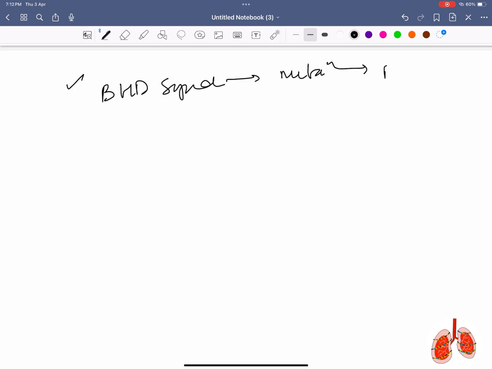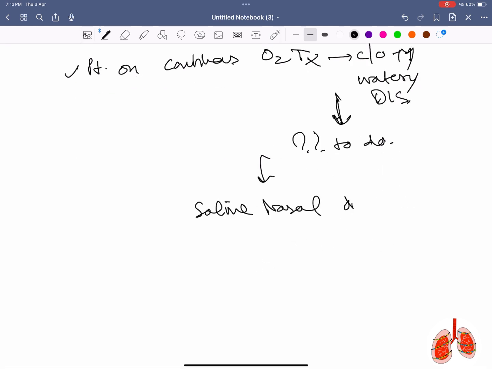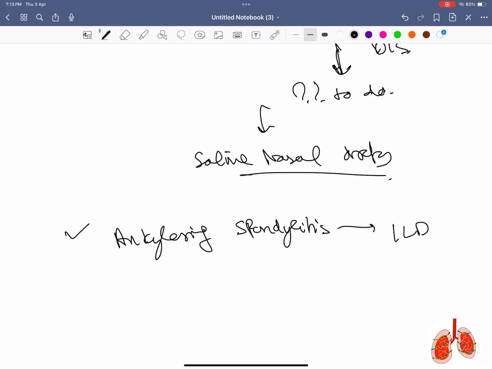BHD syndrome is associated with mutation in FLCN gene. Patient on continuous oxygen therapy complains of increased watery discharge. What will you do? Answer is saline nasal drops. ILD seen in ankylosing spondylitis is apical fibrocystic disease.